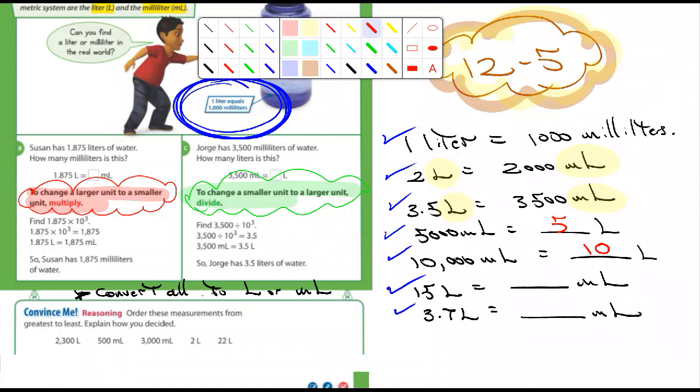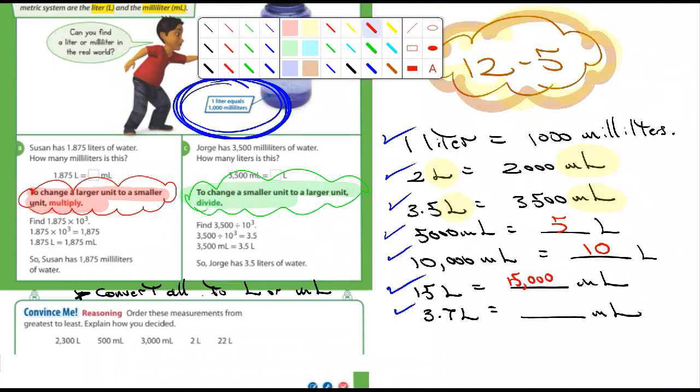Miss Craig, next one. Now we're going the other direction. 15 liters equals how many milliliters? 15,000. Nicely done, 100 points.